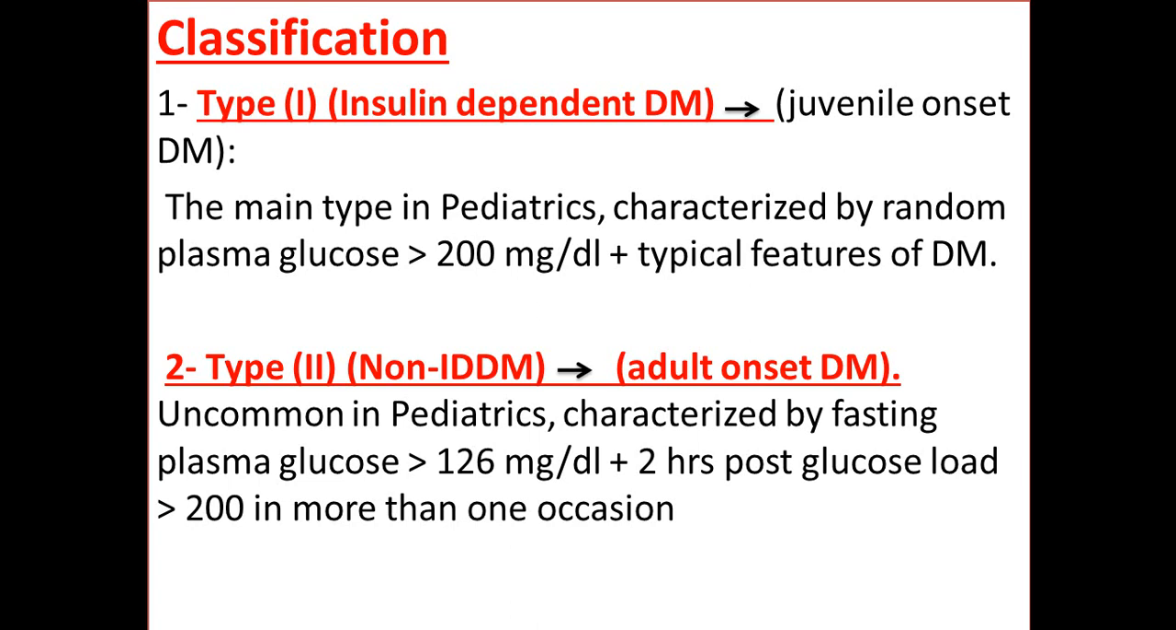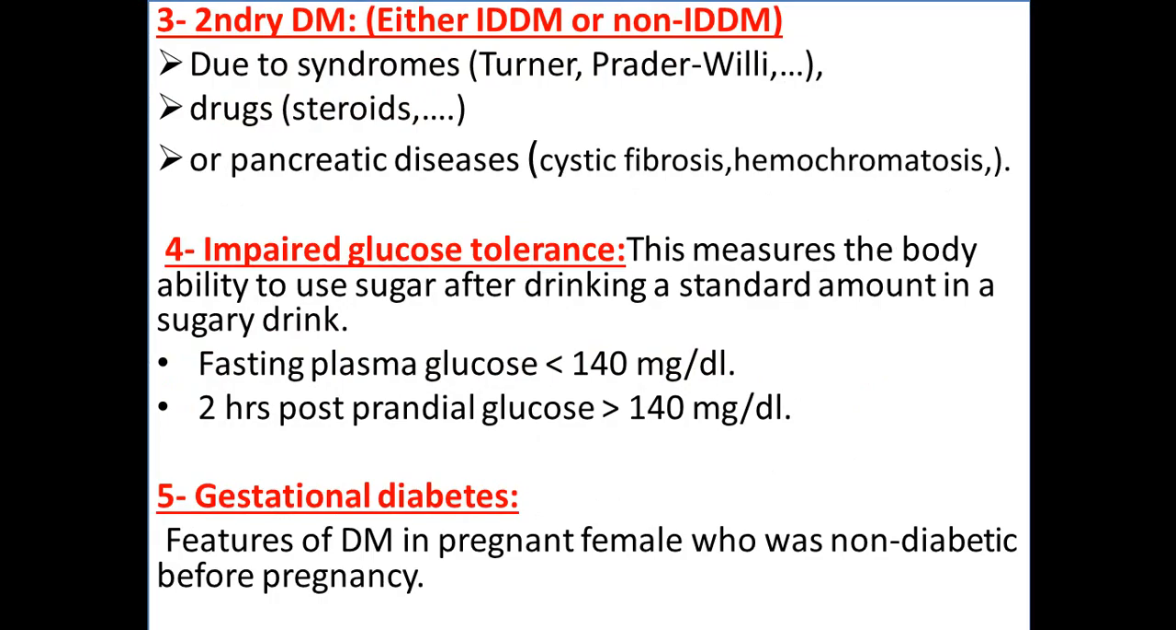Type 2, we call it non-insulin dependent diabetes mellitus, and we call it the adult type. It is, of course, uncommon in children, and the fasting blood glucose is more than 126 milligram per deciliter, and as we said, 2 hours postprandial or post-glucose load is more than 200 milligram per deciliter on more than one occasion.